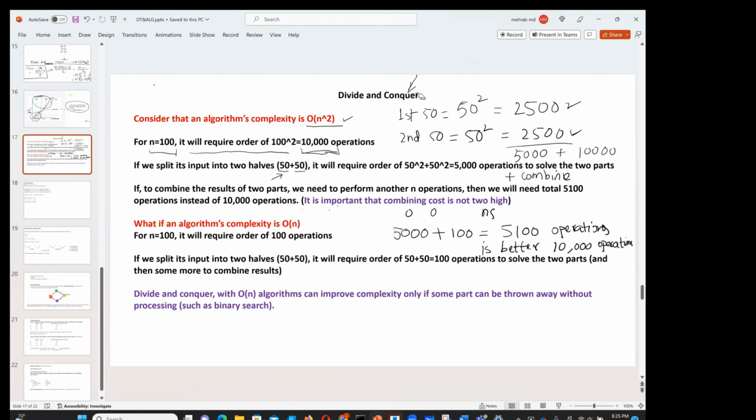So that is the thing. What I'm saying is, it is important that the combining cost is not too high. Okay?